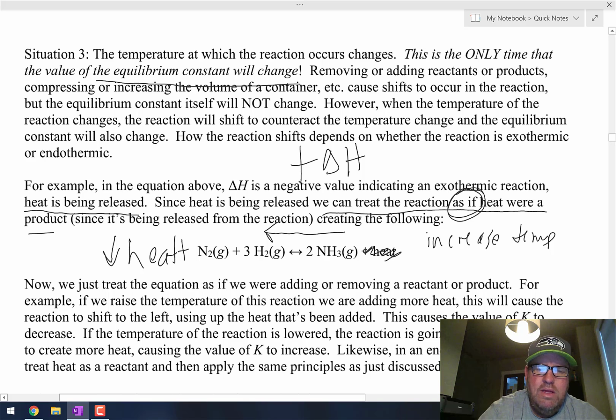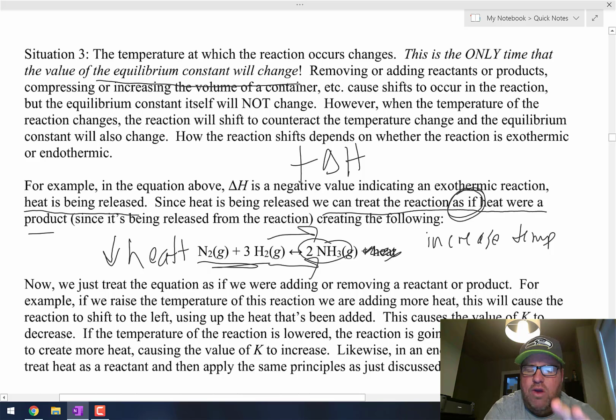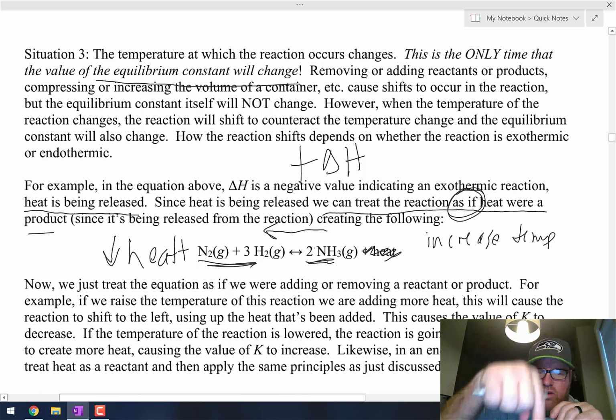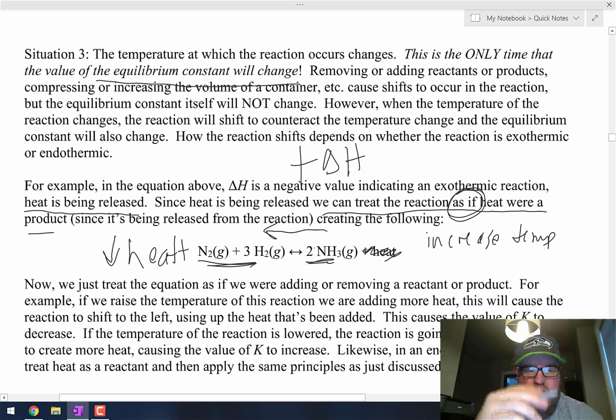So anytime the reaction shifts to the right, you're making more product, you're reducing your reactants, and the equilibrium constant value will go up. Anytime the reaction is going to shift to the left, again, only when a temperature change is involved, the products are going to go down, the reactants are going to go up, and what's the equilibrium constant value going to do? Of course it has to go down.